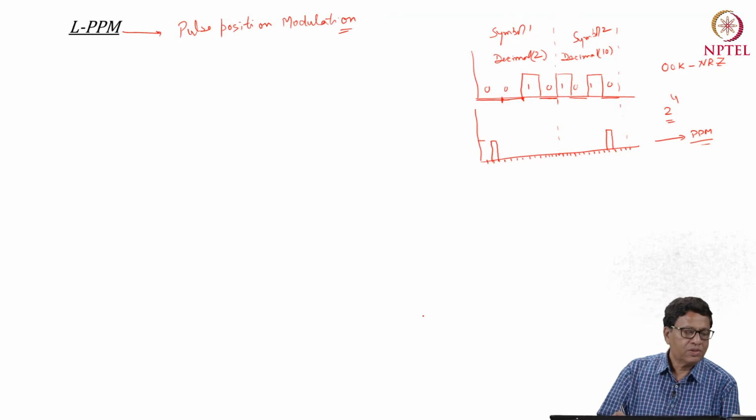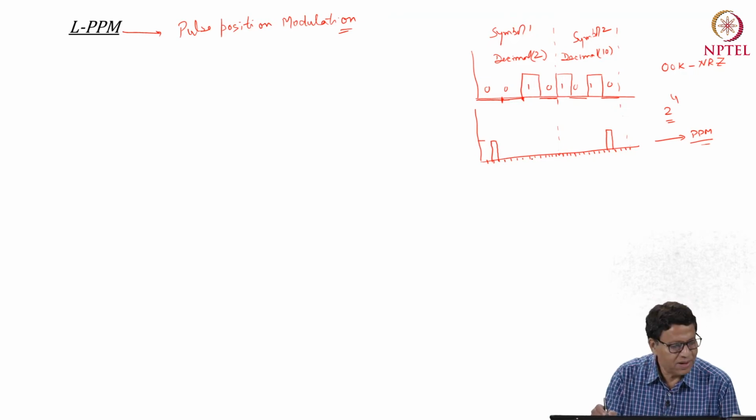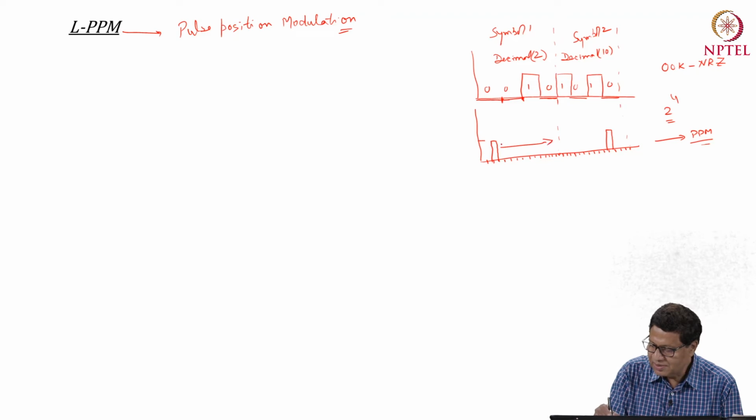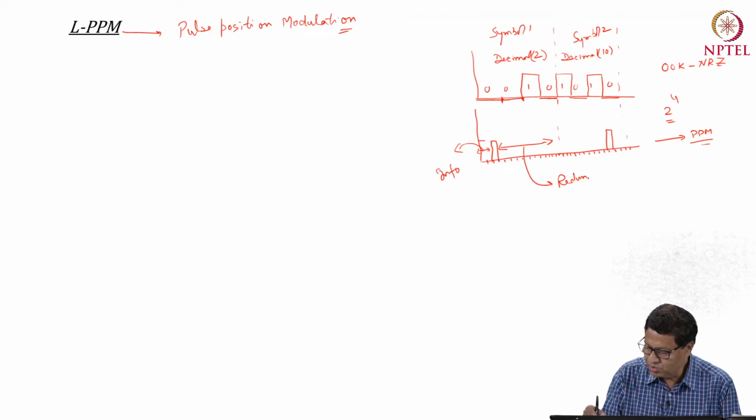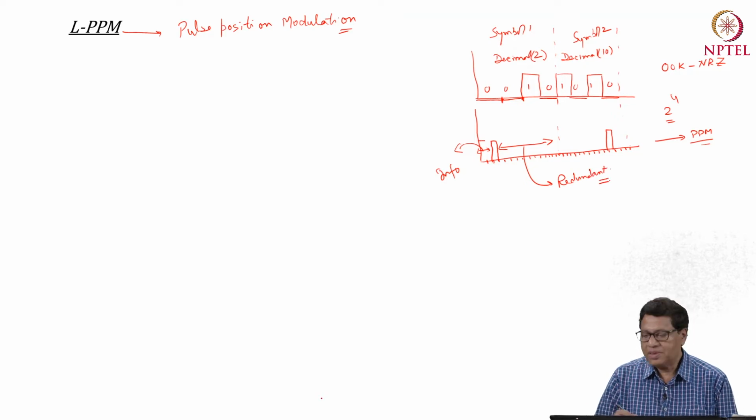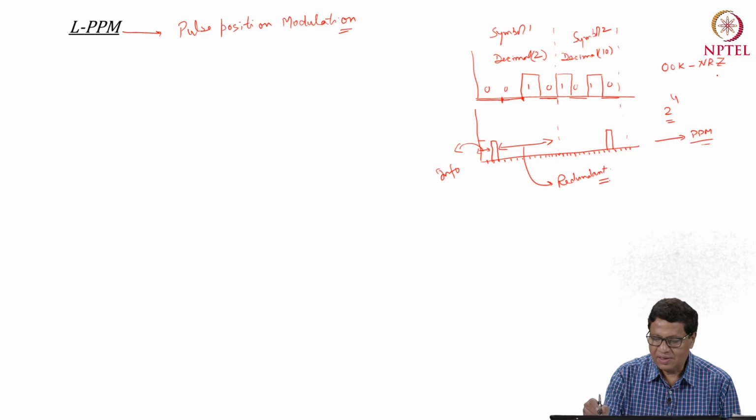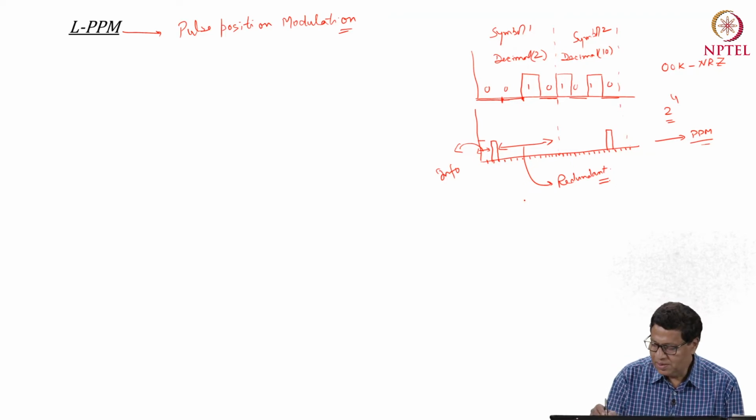So this is the PPM version of this data stream. This is the info part, the information part, and this is the redundant space. So basically you should see the position of the pulse. Right, so this is the PPM version, and the RZ signal is shown here. So there will be 16 slots, and each slot has, say, width TS.